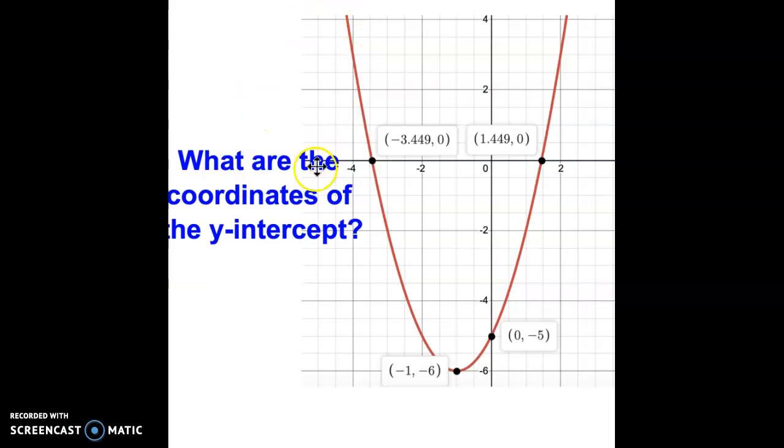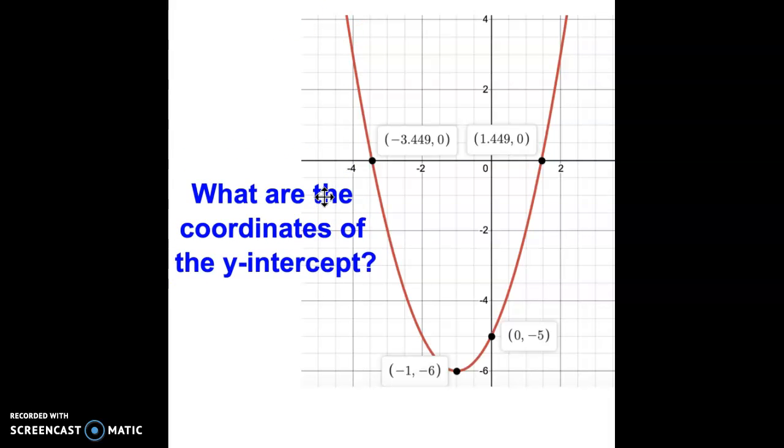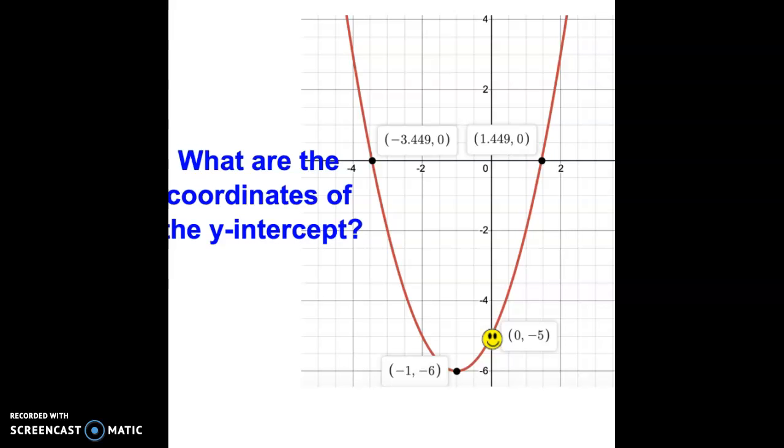And now we have some examples. This is kind of off the screen. Let me move it back on. So the first example, we have a parabola graphed here. What are the coordinates of the y-intercept? So what is the ordered pair where the graph crosses the y-axis? And here the answer was 0, negative 5. This is the point where our red parabola crosses this pink y-axis. So that is the y-intercept.